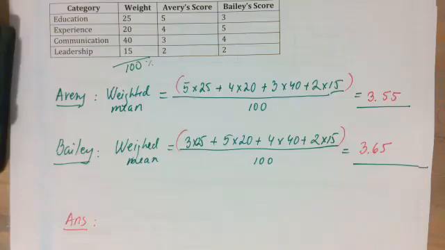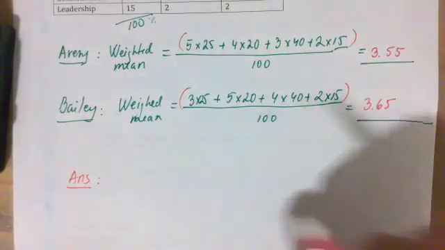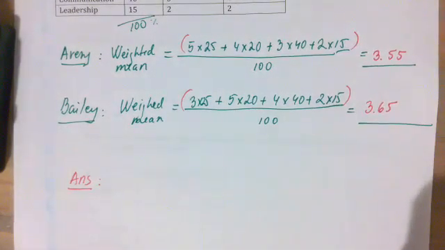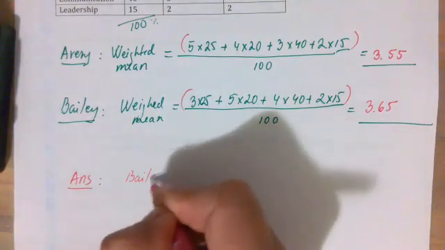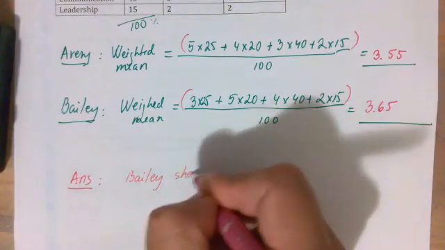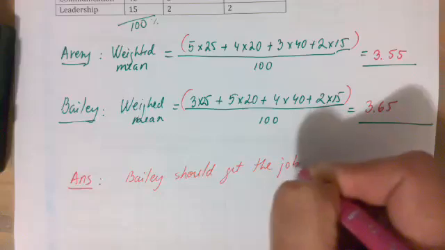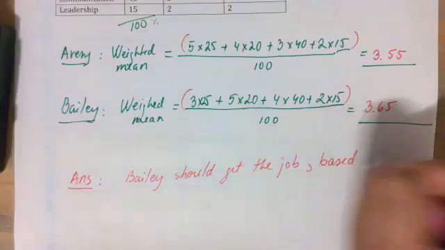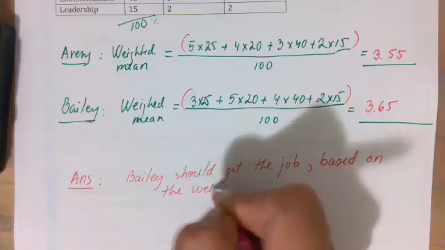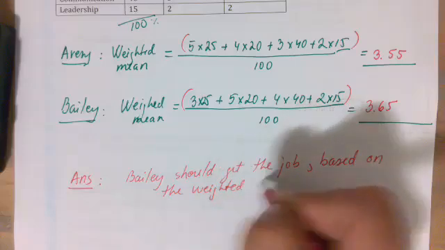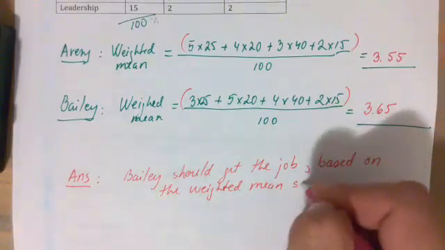Gonna make an assumption here that everybody else is good with these two numbers. So now our final answer to answer the question, who should get the job? We will say Bailey should get the job based on the weighted mean score.